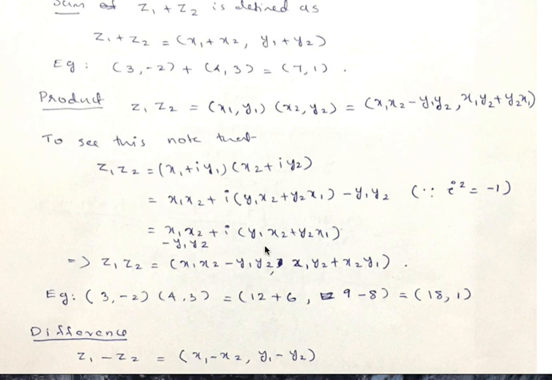You know that two complex numbers are equal only when the real and imaginary parts are equal, right? So z1 z2 has to be equal to x1 x2 minus y1 y2 comma y1 x2 plus y2 x1, as written here. So let's look at an example. 3 minus 2 times 4 3, if you want to find, that is equal to 12 plus 6 comma 9 minus 8, which is equal to 18 1.